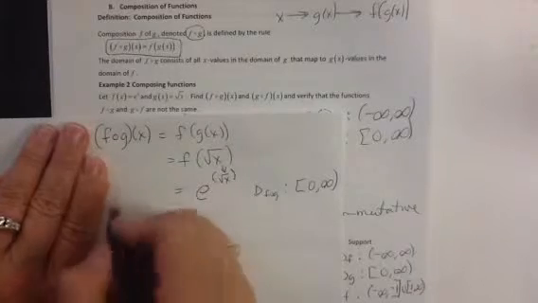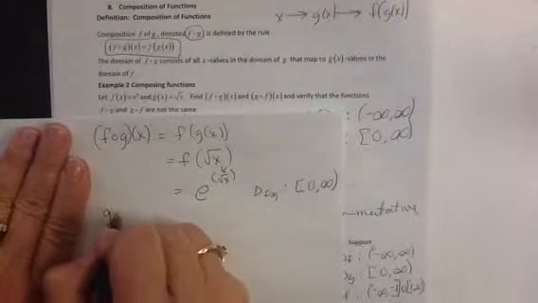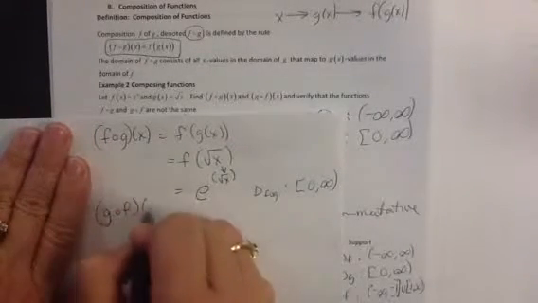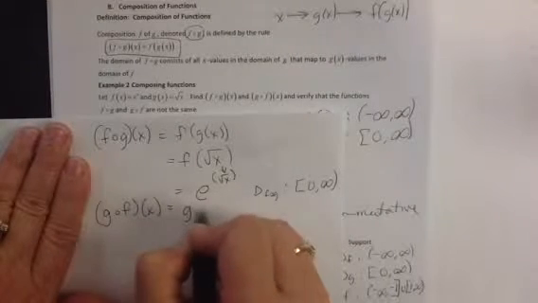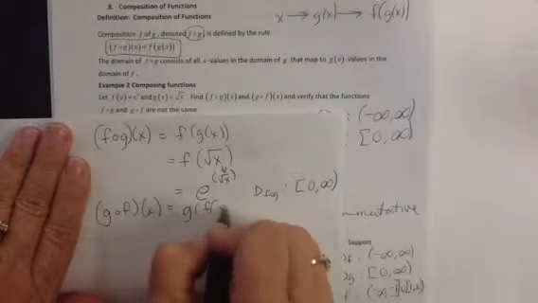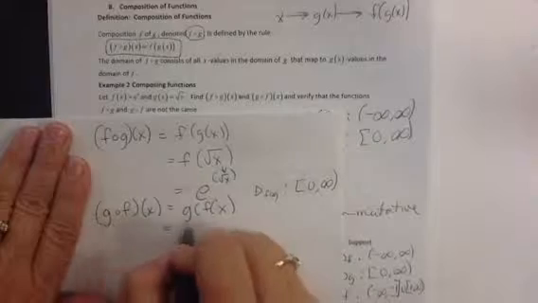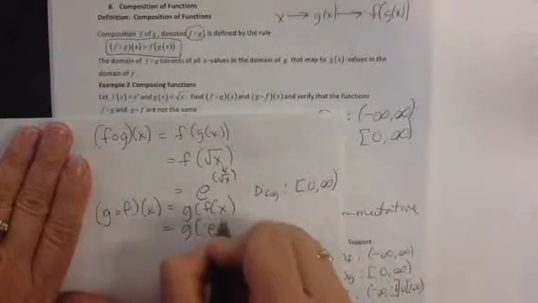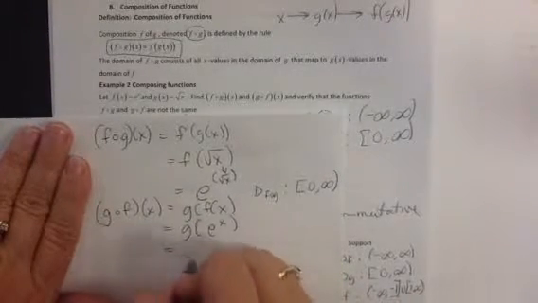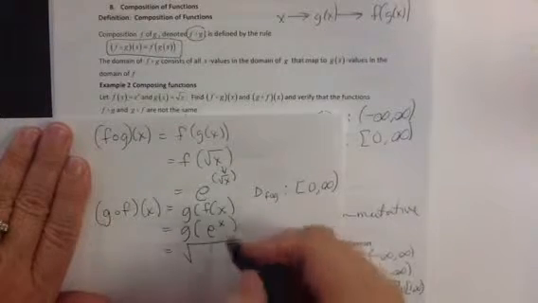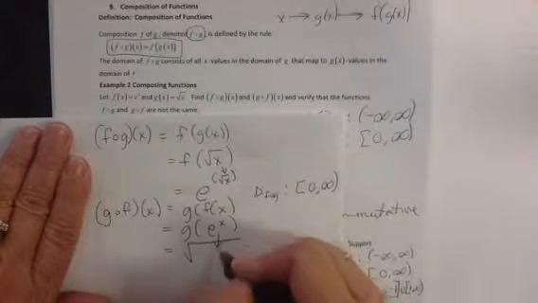Now I've got to do the same thing with g of f, and see if we end up with the same function. So I have e to the x, and then whatever my g function is, and I put this in as my input.